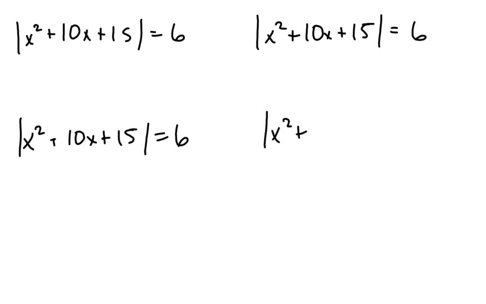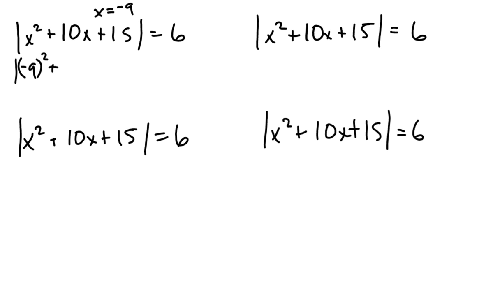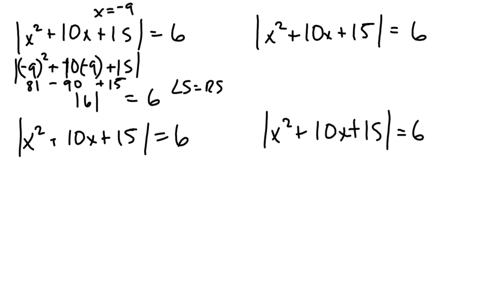The absolute value of x squared plus 10x plus 15 equals 6. First time, we thought x was negative 9. So negative 9 squared plus 10 times negative 9 plus 15. Well, we get 81, negative 90, and 15. The absolute value of 6 equals 6. Left side equals right side. One answer is correct.